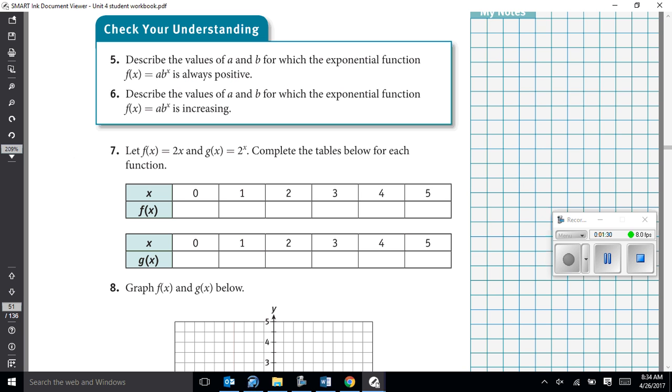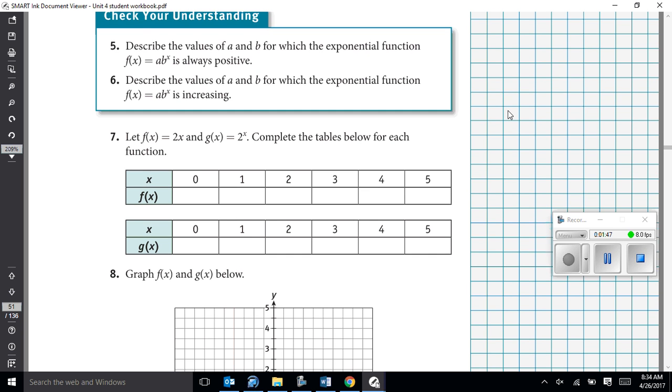Describe the values of a and b for which the exponential function a to the bx is increasing. So now we want it to be increasing, and we read a graph from left to right. So in order for it to be increasing, our y values need to be growing.